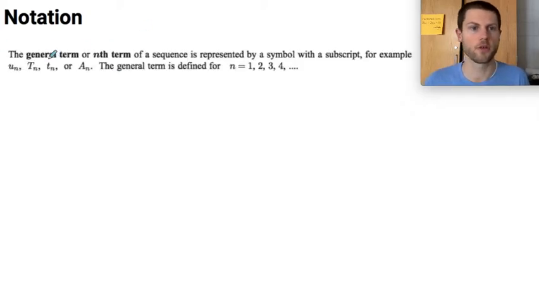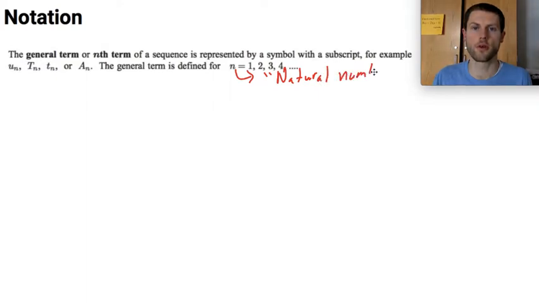In general, the general term, or nth term as we call it, of a sequence is represented by some symbol with a subscript, for example, u sub n, t sub n, or a sub n. And we would say that the general term, this general a sub n or u sub n, is defined for n equals 1, 2, 3, 4, and so on and so forth. The reason why we use n is because n is the natural number. And the natural numbers are just like the whole numbers, 1, 2, 3, 4, 5, 6.